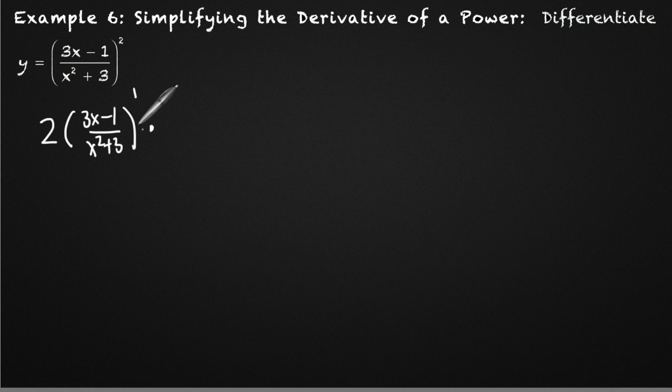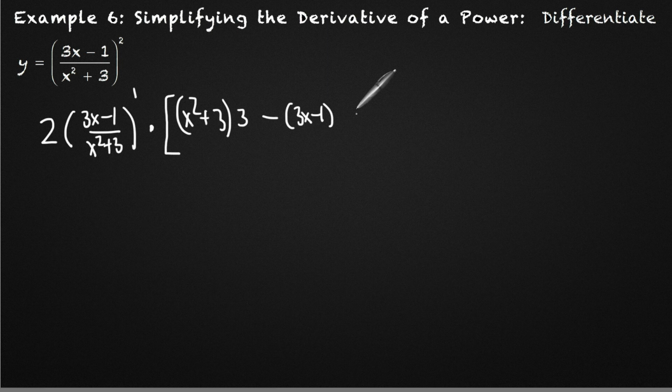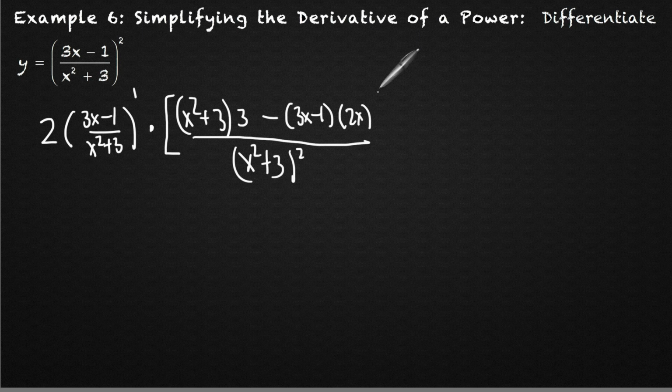Now we have to multiply by the derivative of the inside function. Ugh, that looks ugly because the inside function happens to be a fraction and it requires us to use the quotient rule. So let's go ahead and take the derivative of the inside function. So we have the bottom, x squared plus 3, times the derivative of the top, which is 3, minus the top function, 3x minus 1, times the derivative of the bottom, which is 2x. And all of that over the bottom squared. So x squared plus 3 all squared.